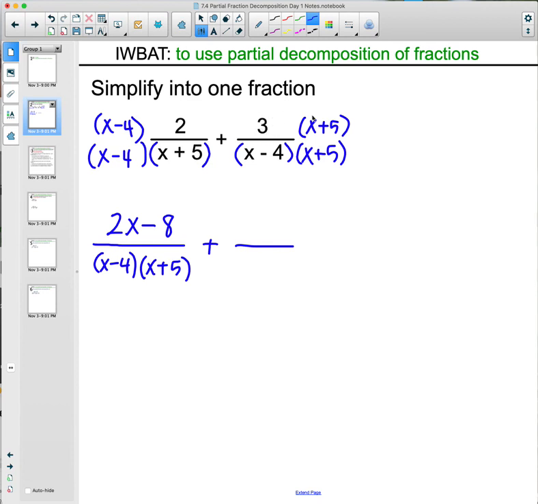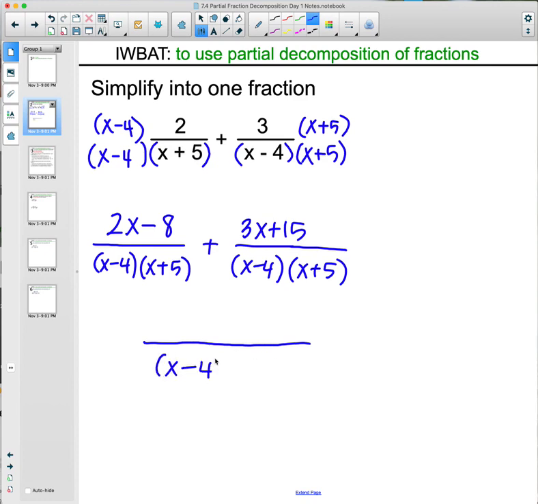In this second fraction, I'll distribute the 3 in, so we'll get 3x plus 15, and then that x minus 4, x plus 5 in the denominator. Now you can see that these denominators are identical, so you can just add the tops and keep the bottoms the same. We're just going to have a denominator of x minus 4 times x plus 5.